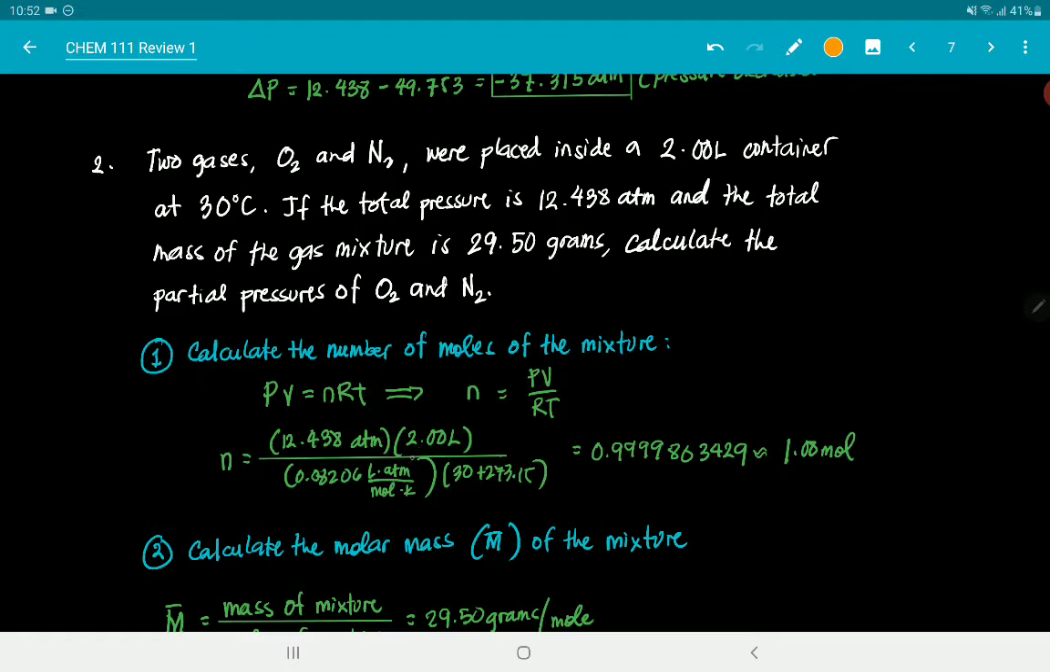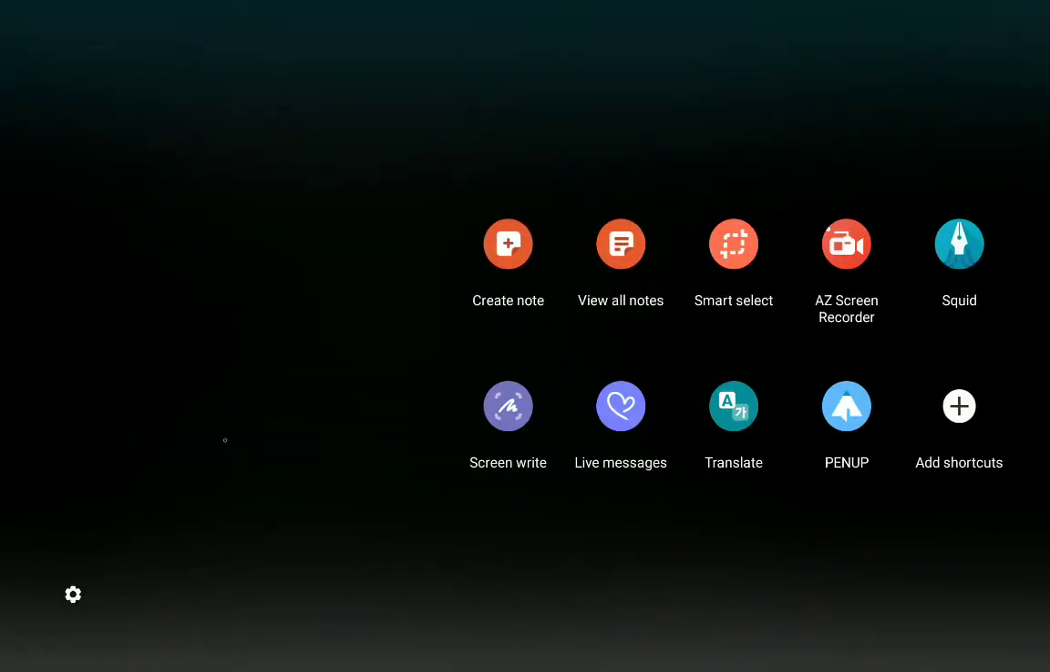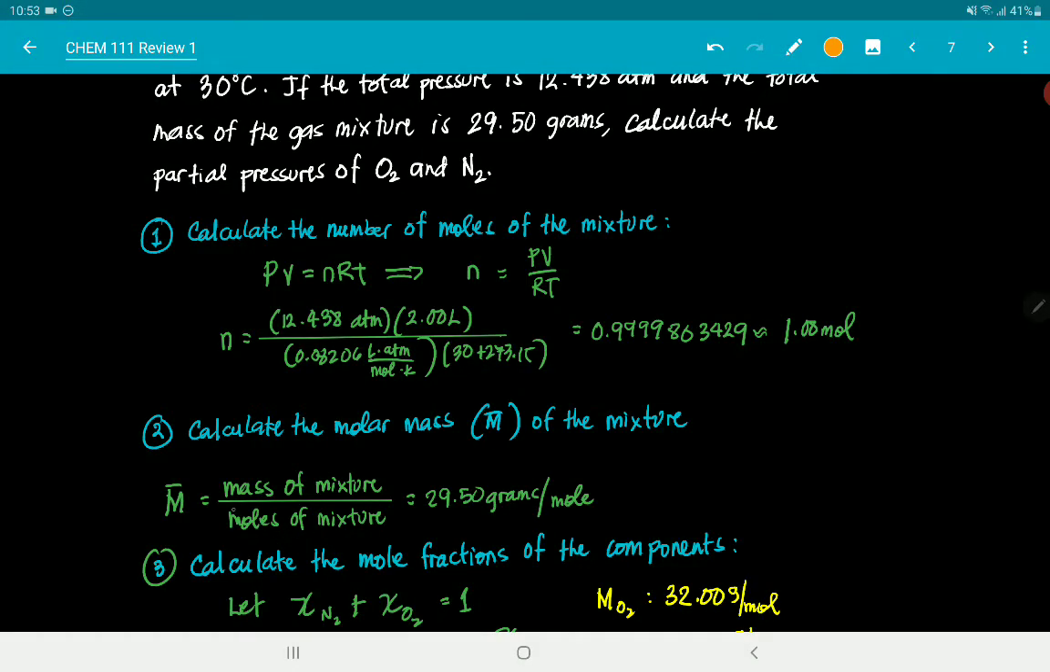So getting the n, 12.438 atm, that's the total pressure of the system here. 2.00 liters is the volume of the system. 0.08206 is the gas constant. 30 plus 273.15 is the temperature of the system in Kelvin. So you'll get 0.99998, or almost 1 mole. So calculate the molar mass, or the average molar mass of the mixture. So we've learned that the average molar mass is the mass of the mixture over the moles of the mixture. So the total mass over total number of moles is 29.50 grams per mole. So we get the average molar mass.